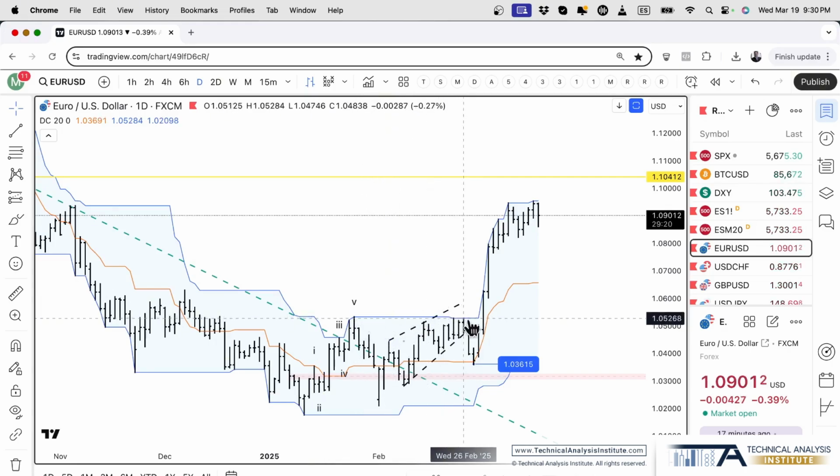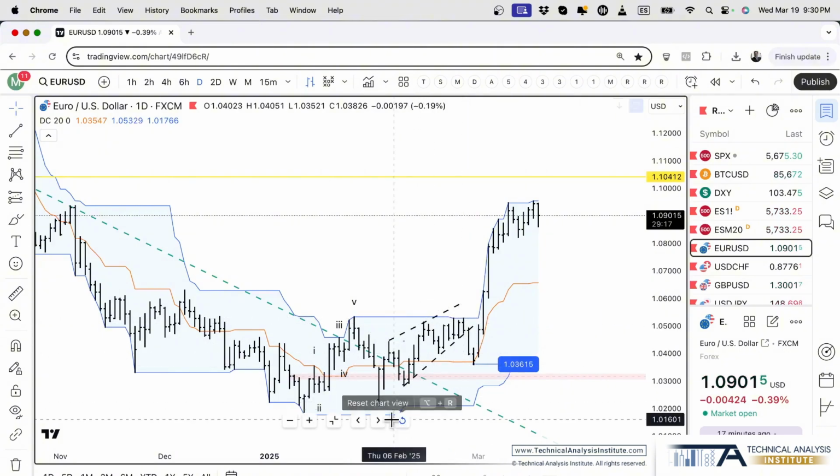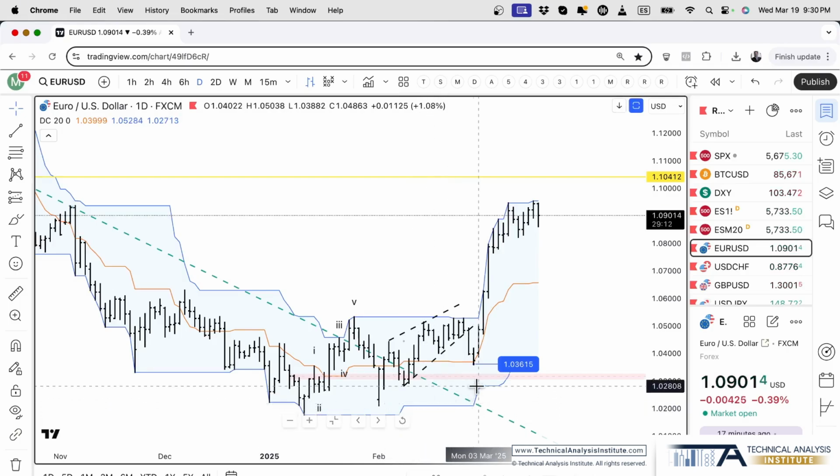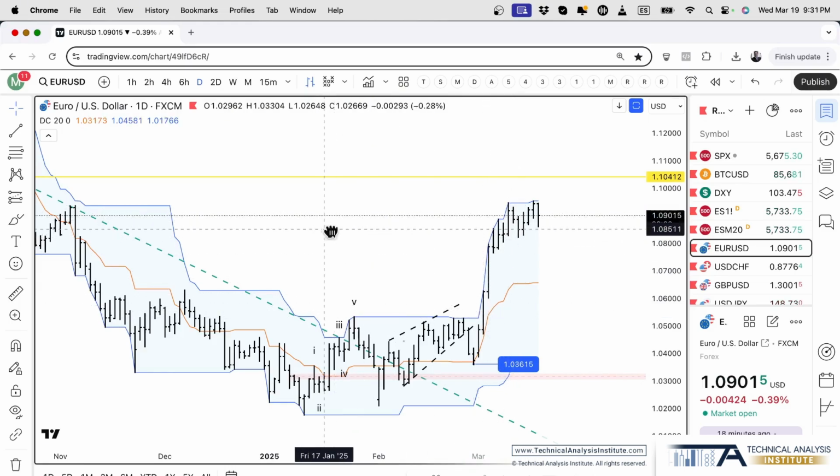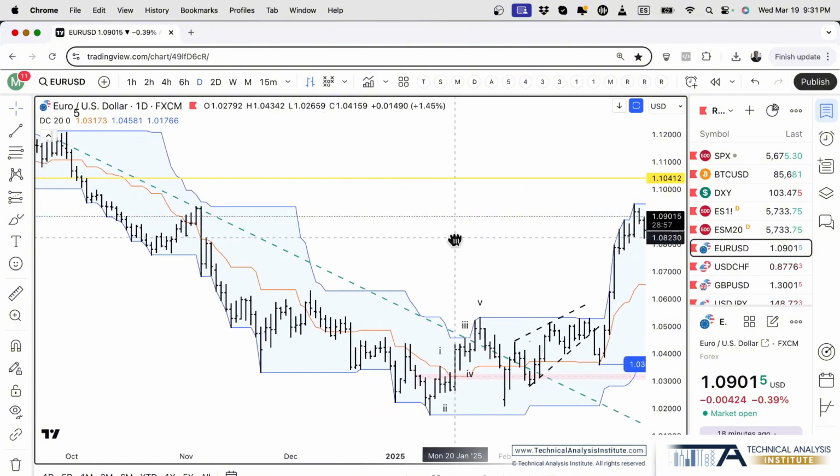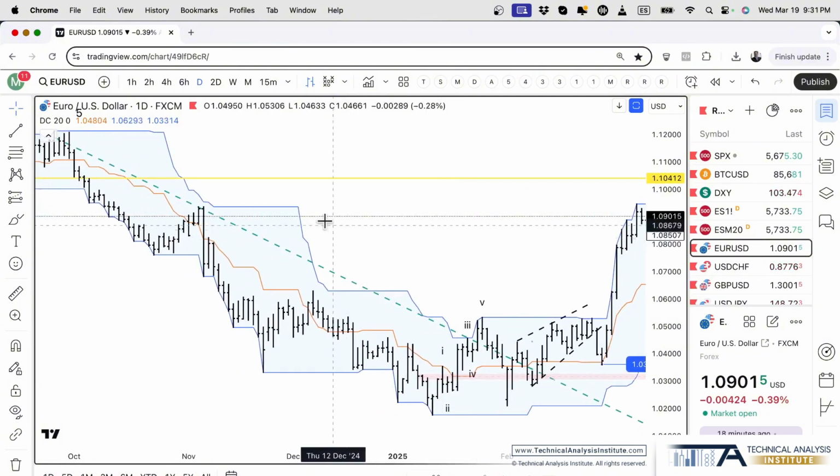upper boundary of the channel is completely horizontal, you can see that the lower boundary of the channel is making steps, meaning that it is moving higher and higher and higher, and then there is the breakout, and that's a phenomenal trade. That's a fantastic opportunity.